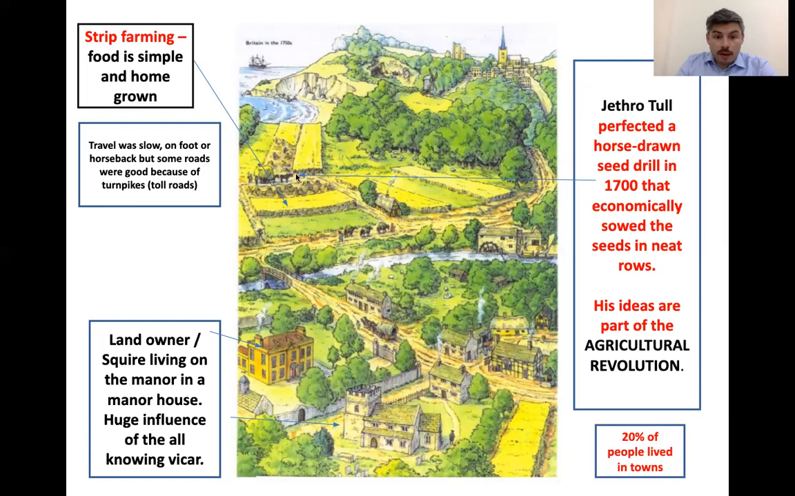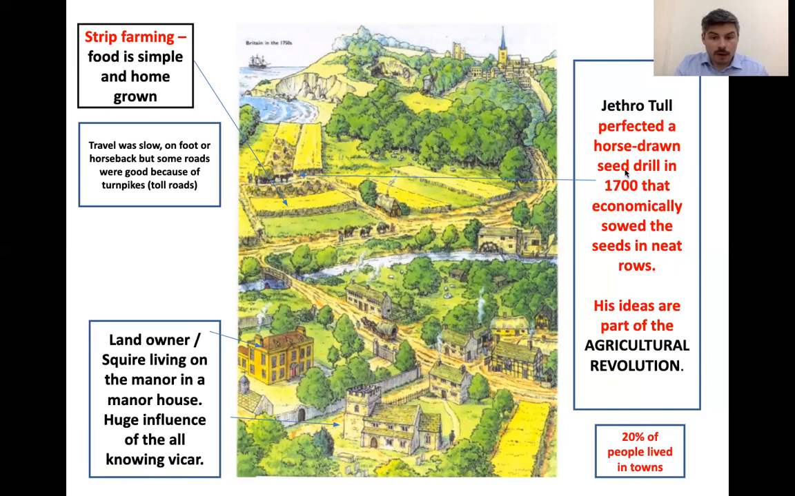The arrow we see pointing here, you can see to the horses. This is related to an innovator, Jethro Tull. He perfected a horse-drawn seed drill in 1700 that economically sowed the seeds in neat rows, okay? This might not sound revolutionary, but it was. This was going to lead to the agricultural revolution. Due to Jethro Tull and his invention, farmers were going to be able to produce a lot more food, a lot easier. So Jethro Tull and his seed drill, that was going to lead to the agricultural revolution, which will lead to more food being available, less people having to work in farms.